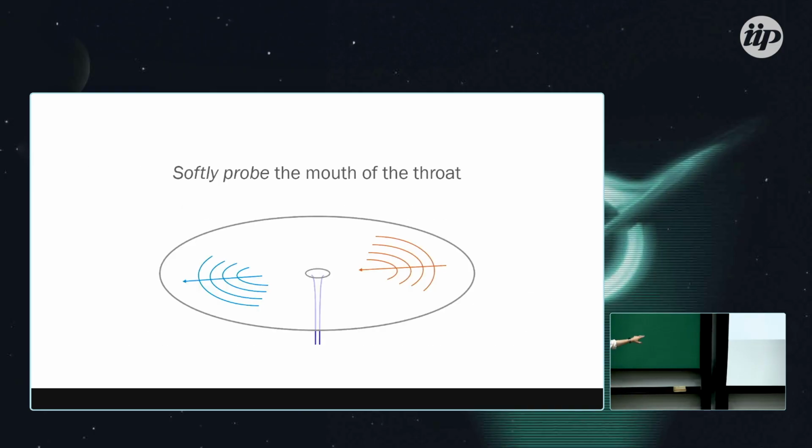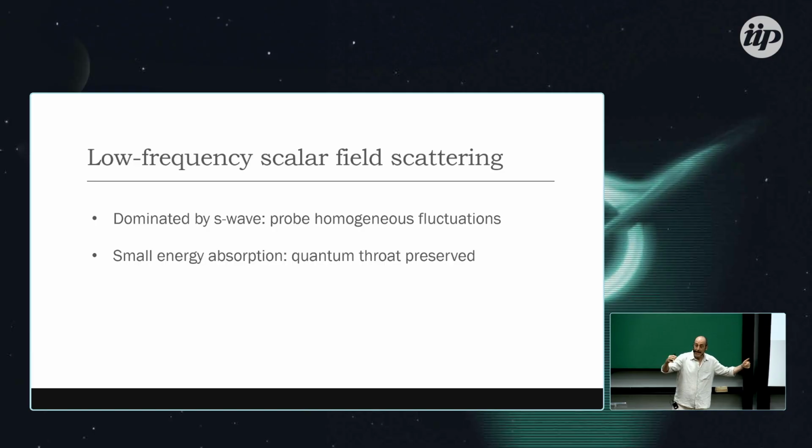Okay. So we want to probe the mouth of the throat. We want to probe it softly. We want to use waves of very low frequencies, and preferably S waves, because this mode is a homogeneous mode. The mode that moves the throat up and down is homogeneous, spherically symmetric. So if you use a massless scalar field, then the S wave of the scalar field is going to dominate the scattering, because S waves are the ones that can penetrate closer to short distances.